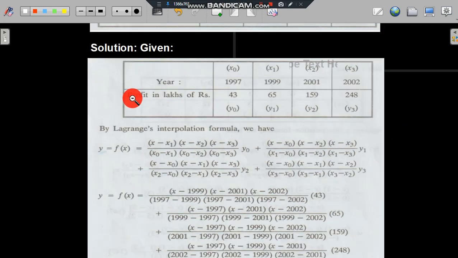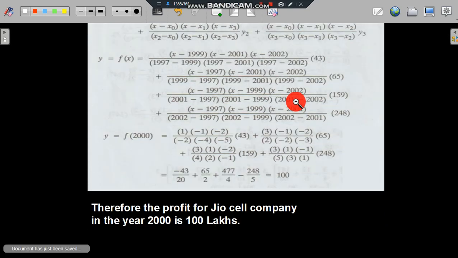So x equals 2000 is not in the row of the x axis. In the x axis there's no 2000. If 2000 is here, what would be the y? When the year is 2000, what would be the profit? That's what we are interested in. So this particular function gives the relation between x and f of x. Am I correct?